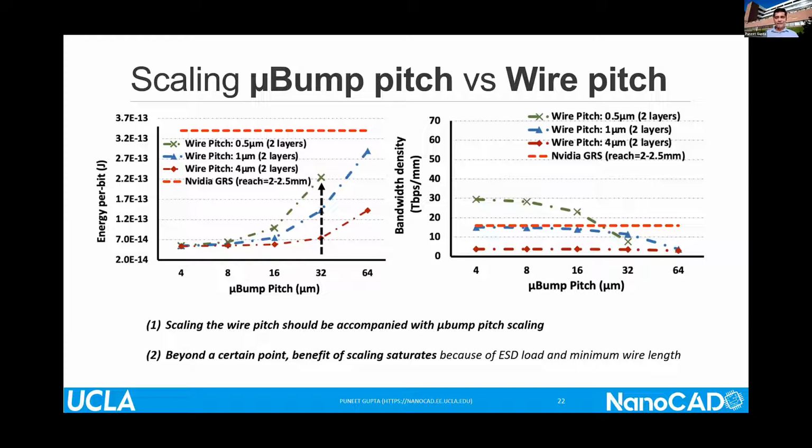At least what we found is that scaling things below order about 16 micron bump pitch, roughly speaking, the benefits saturate very quickly. So the sweet spot is probably around 16 to 32 range of bump pitch, maybe a little bit lower depending on the precise application, but somewhere around there. And that is with about a 0.5 micron wire pitch.